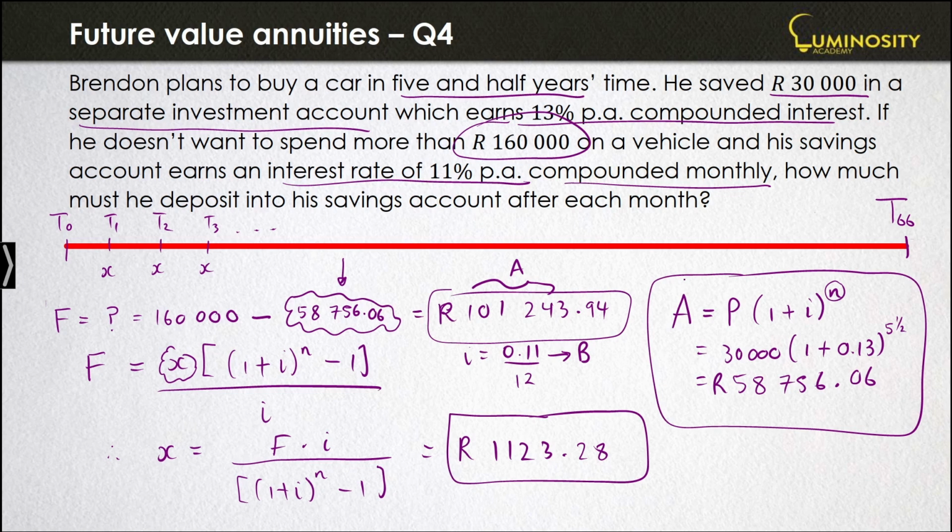There were two different things we had to keep in mind here, and as we used the correct formulae, we were able to find the deposits that Brendan would have to make.